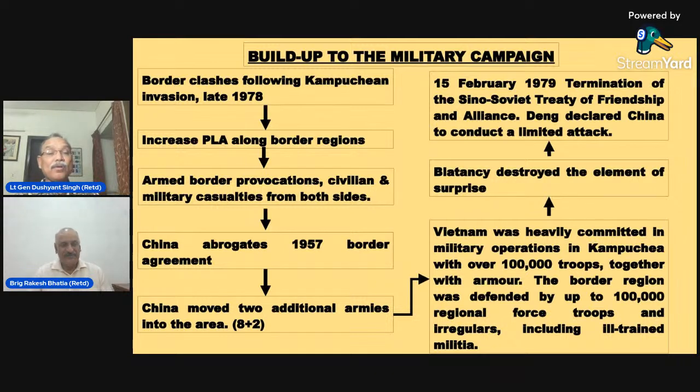So this is a very important lesson from this particular build-up to the military campaign. Don't read military operations simply at face value. Try to analyze what was happening, what was taking place in the minds of the Chinese, because this will help us in future when you become commanders, as to how to read what the Chinese are doing and what could be the likely action in the future. Okay.